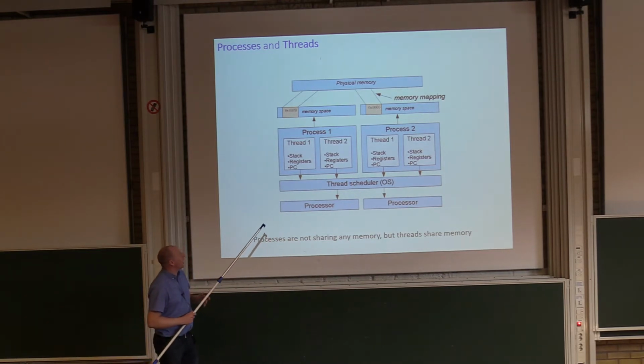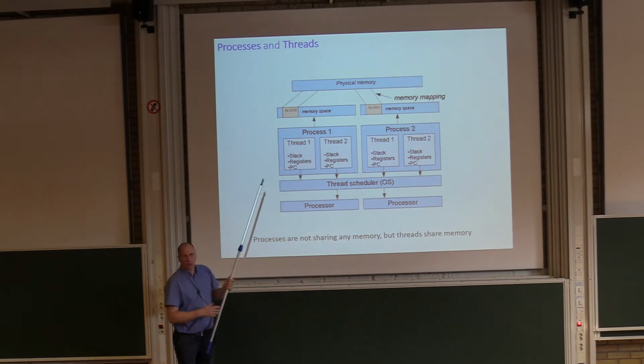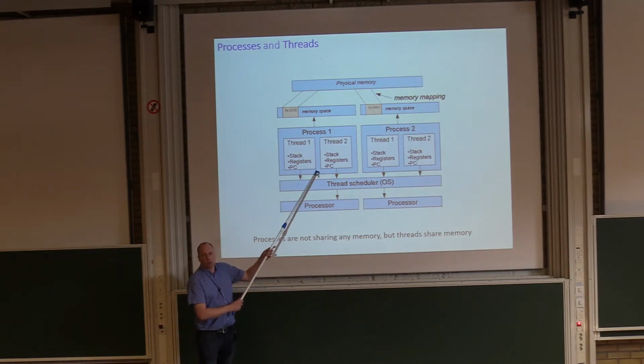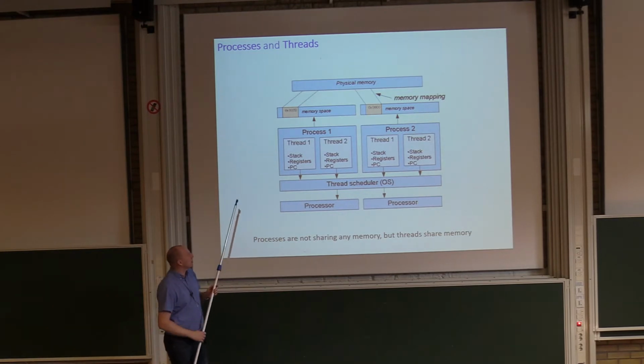But each thread will have its own stack. So, for example, variables that are created on the stack will not be accessible to another thread. It's only global variables that can be shared. And each thread will also have its own program counter, so they will have their own point of execution, so to speak.